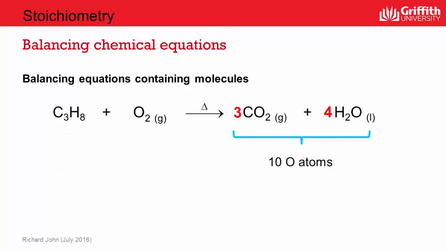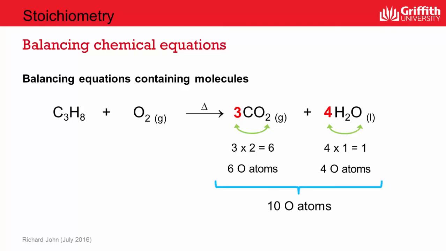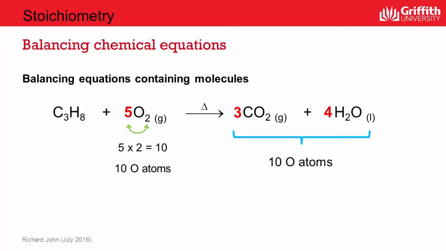So what that's done now, it's given me a total of 10 oxygen atoms on the right hand side of this equation. The 10 oxygen atoms comes from the 3 times 2 oxygen atoms in the carbon dioxide, which is a total of 6, plus the 4 times 1 in these 4 water molecules, which is a total of 4 oxygen atoms, leaving me a total of 10 oxygen atoms in total on the right hand side. To get 10 oxygen atoms on the left hand side, I'm going to put a big 5 in front of the O2, and that gives me my 5 times 2 is 10 oxygen atoms to balance out the 10 oxygen atoms on the right hand side.